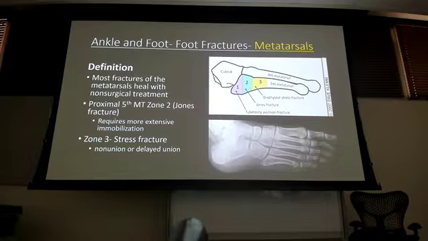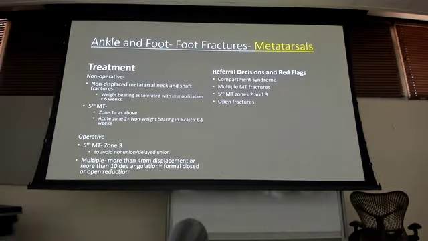A zone 2 Jones fracture requires more extensive immobilization. Normally with most of our foot fractures, we just put them in a cam boot or a walking boot. We need to consider different management for a zone 2 Jones fracture, so a lot of times they'll have to be casted non-weight bearing versus our cam boot. For zone 2, we do a non-weight bearing cast for 6 to 8 weeks. If they're athletic, they might get operative management. And then zone 3, we see it more with stress fracture, but it has a higher chance of non-union or delayed union. So those are all going to get operative repair.